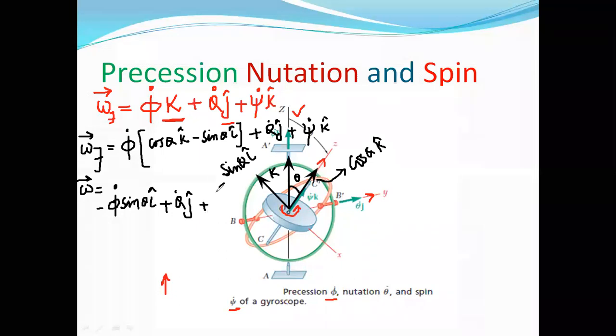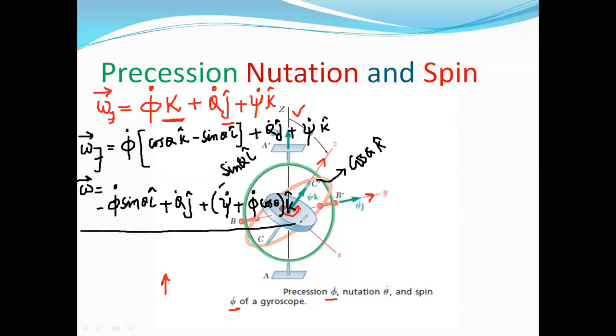Okay, the third component will be psi dot plus phi dot cos theta, and it will be along k cap. Let me write the small k cap. This is the expression for the angular velocity. Okay, so this is the angular velocity of what? This is the angular velocity of this total gyroscope with respect to the ground.